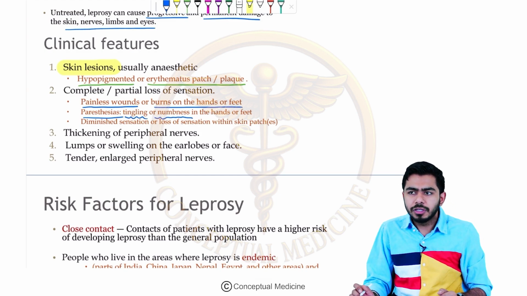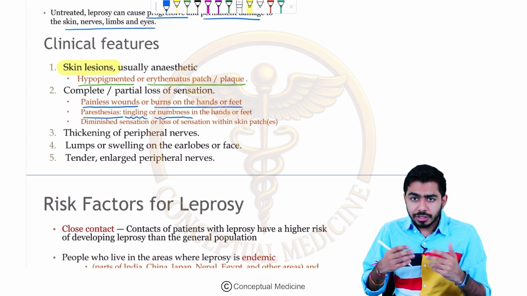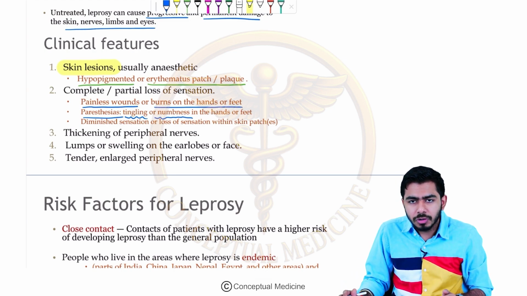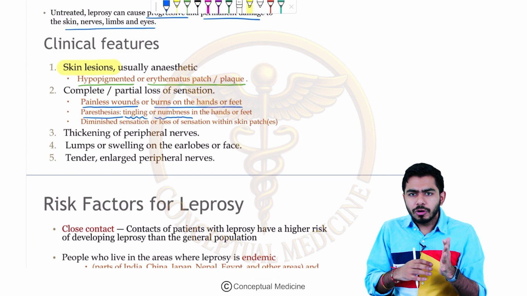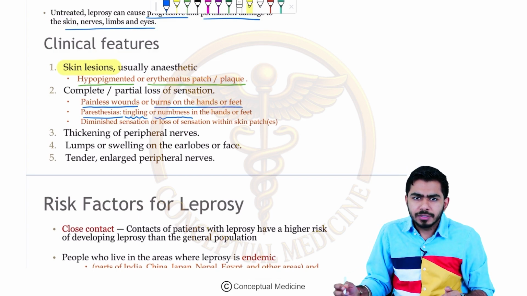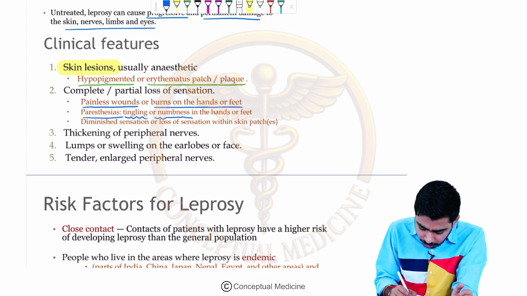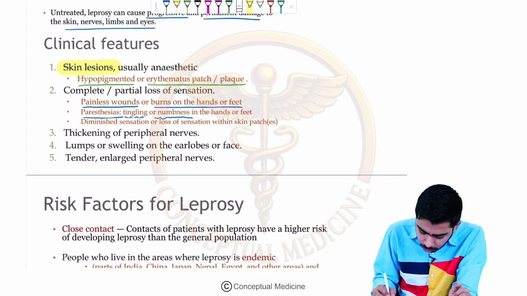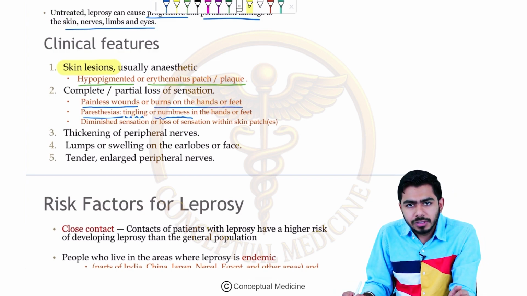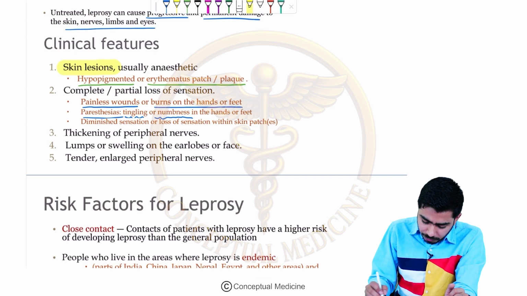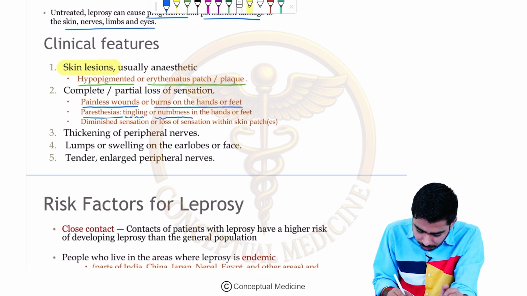Sometimes the patient might feel formication. In psychiatry, you must have studied that this is the feeling of insects crawling on the hands. Diminished sensation or loss of sensation within the skin patches can also be seen. So these are the different features which we shall remember, very important.